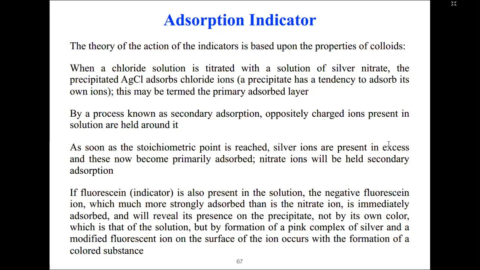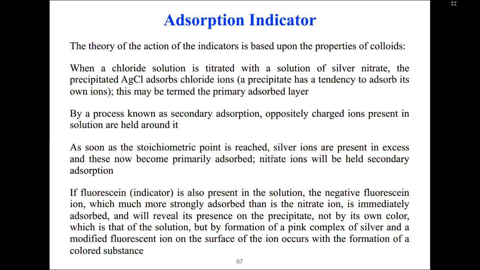Okay, so as soon as the stoichiometric point is reached, that means as soon as all of them are reacted, silver ions are present in excess, and these now become primarily adsorbed. Nitrate ion will be held by secondary adsorption. So once all of the chloride ions are used up, AgCl will be the PPT, and on the outer surface, first layer, after that AgCl will be Ag plus. Why Ag plus? Because now all the chloride ion is used up, and you added excess silver from the burette. That will be your next layer, okay?